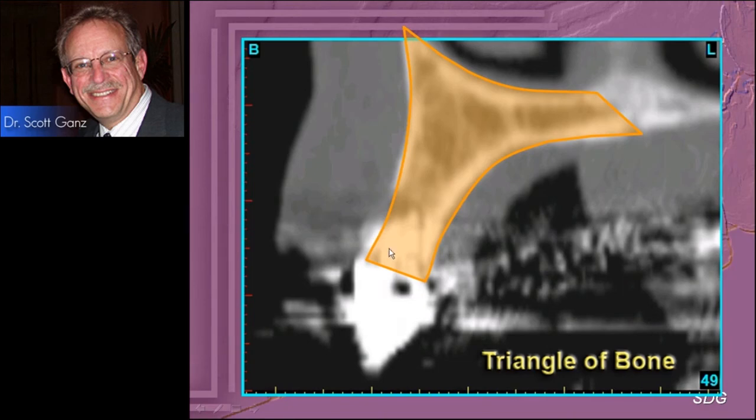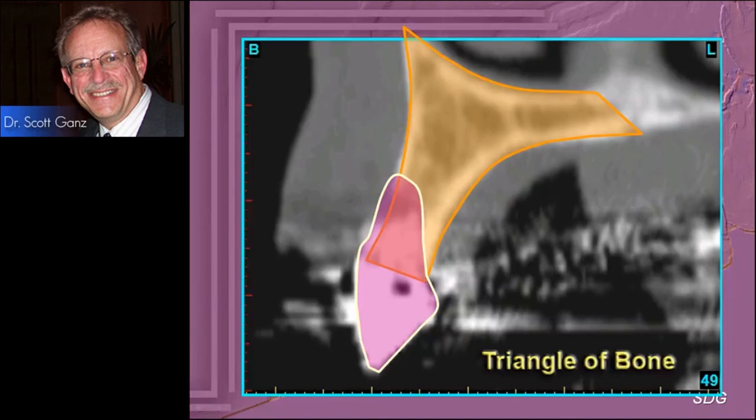And so I think what we've seen at many of the podiums over the last few years is a complete reversal in some of the ideas of where proper implant placement should be. And it really evolves and revolves around this process of determining where the triangle of bone is. So let's determine how we create this triangle.